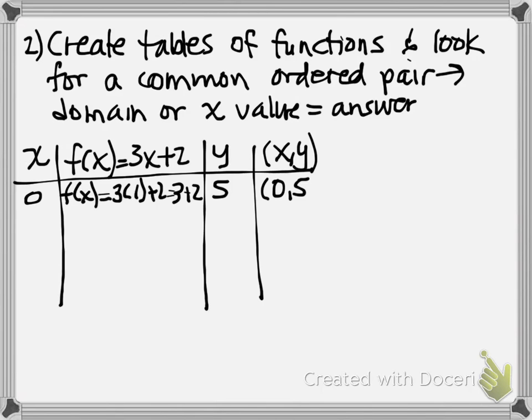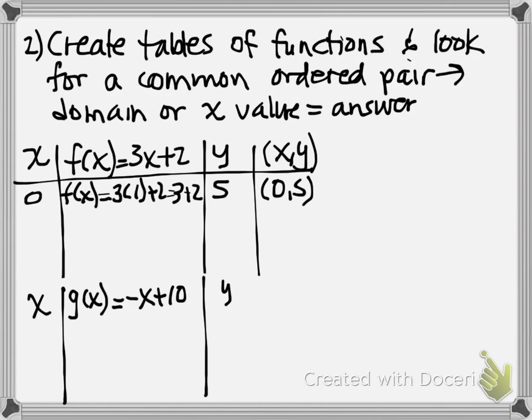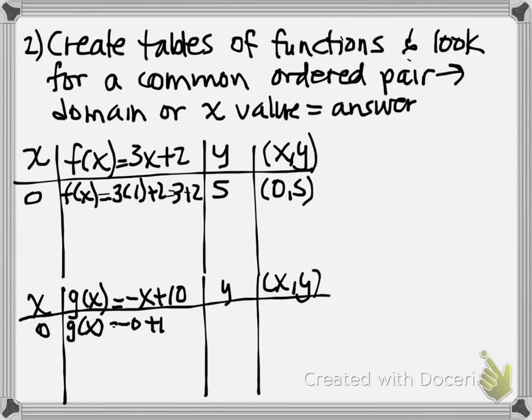So let's shorten this guy up a little bit, and let's put the other table underneath him. So again, that function is also in x, but the function for g of x is negative x plus 10. So when you plug in 0 for that one, you get negative 0 plus 10 equals 10. So definitely, that's not our solution. So let's try 1 for each one of them.